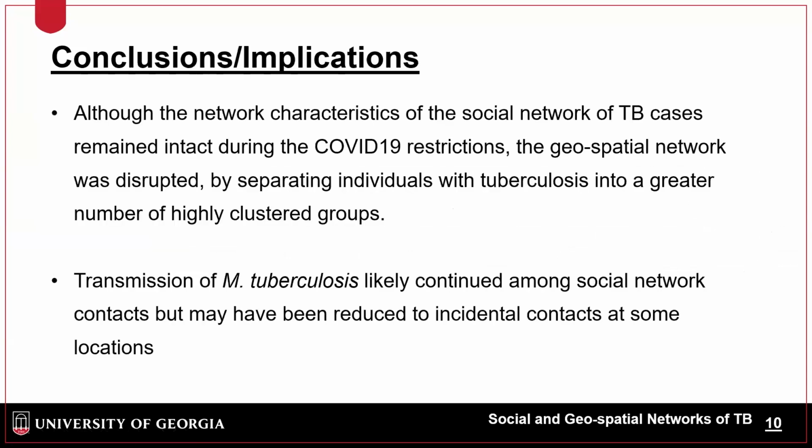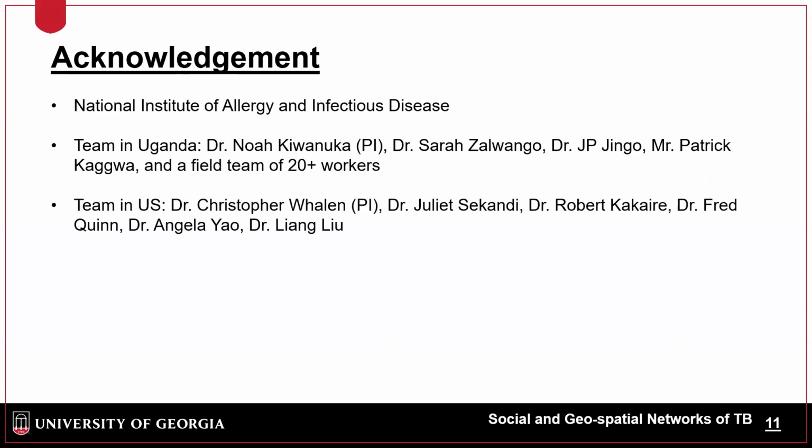In conclusion, although the network characteristics of the social network of TB cases remained intact during the COVID-19 restriction, the geospatial network was disrupted, separating individuals with tuberculosis into a greater number of highly clustered groups. Transmission of tuberculosis slightly continued among the social network contacts, but may have been reduced to incidental contact at some locations.